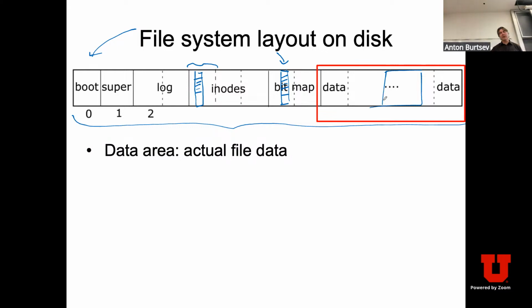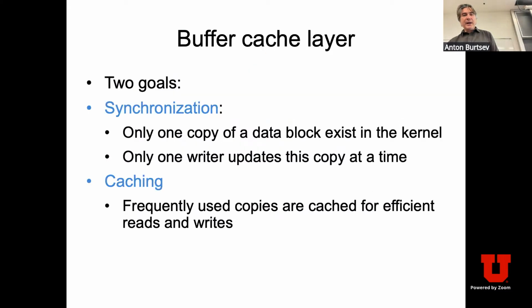Maybe it's a directory like a root, or maybe it's WC or whatnot shell, right? So each of these blocks can be cached by the buffer cache, right? So buffer cache is generic, so it caches everything, right? The way it's done is the following.